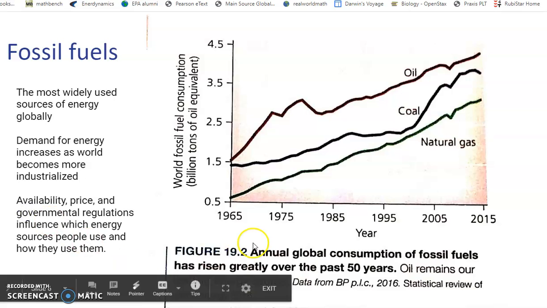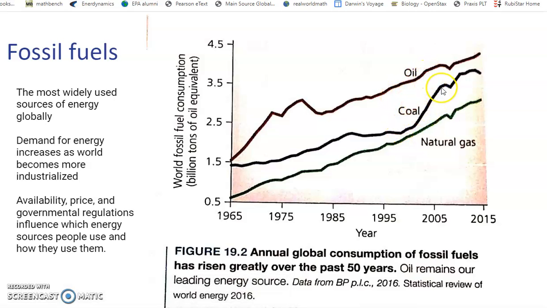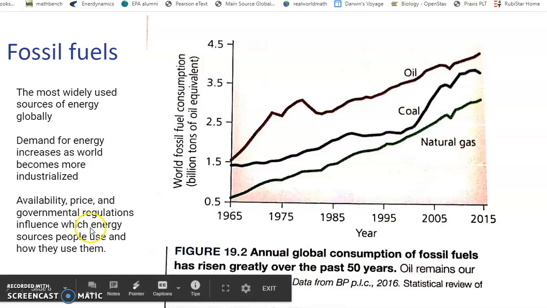All right, fossil fuels are the most widely used sources of energy globally. You can see oil and coal are the top two. Coal has really increased probably in the last 30 years or so. A lot of this is from China, but the U.S. also produces a lot of coal. Oil has been a little bit more steady, and natural gas has actually increased as we've developed new technologies to access that. The demand for energy increases as the world becomes more industrialized. And things like availability, price, and government regulations all influence which energy sources people use and how they use them.